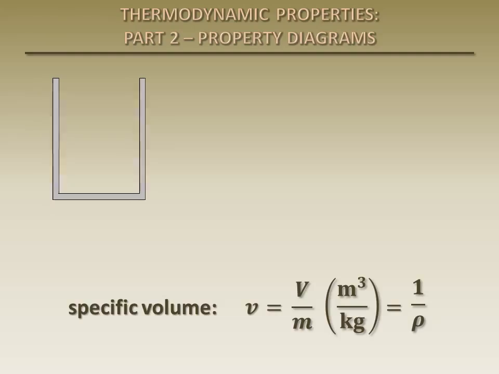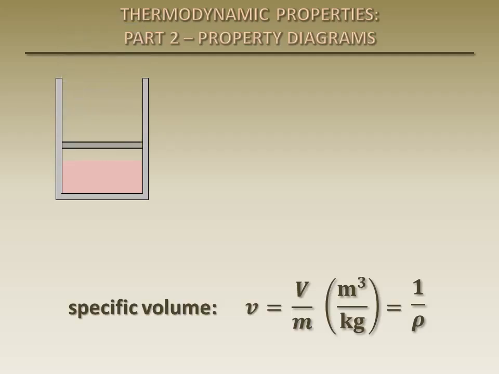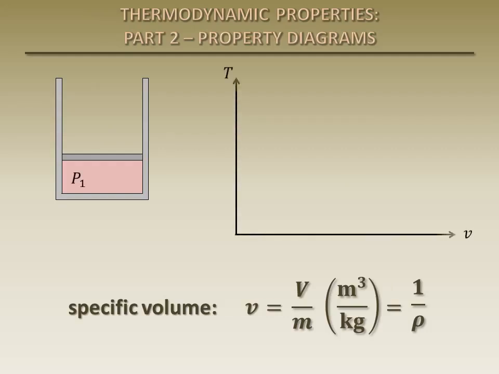Consider a cylindrical vessel which contains some amount of a pure substance in the liquid phase. Now suppose that a piston is allowed to rest on the liquid such that it is at some pressure P1. We want to plot the temperature of this substance as a function of its specific volume as energy is added to it and it changes phases.